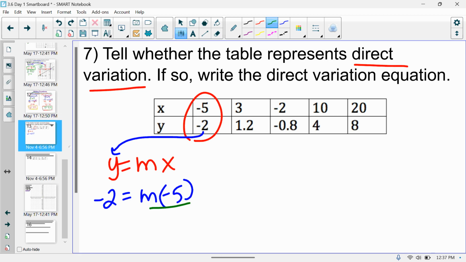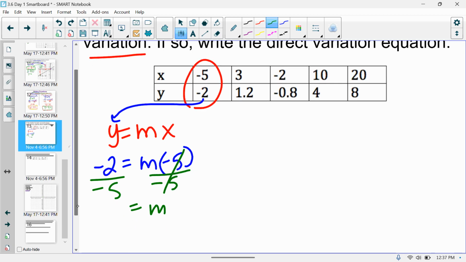Just like the last slide, we're going to divide, okay? Make sure you're still taking good notes. Go ahead and do -2 divided by -5. You're going to get 0.4, but I want you to math frac it, okay? So listen, guys, I'm going to teach you a shortcut.